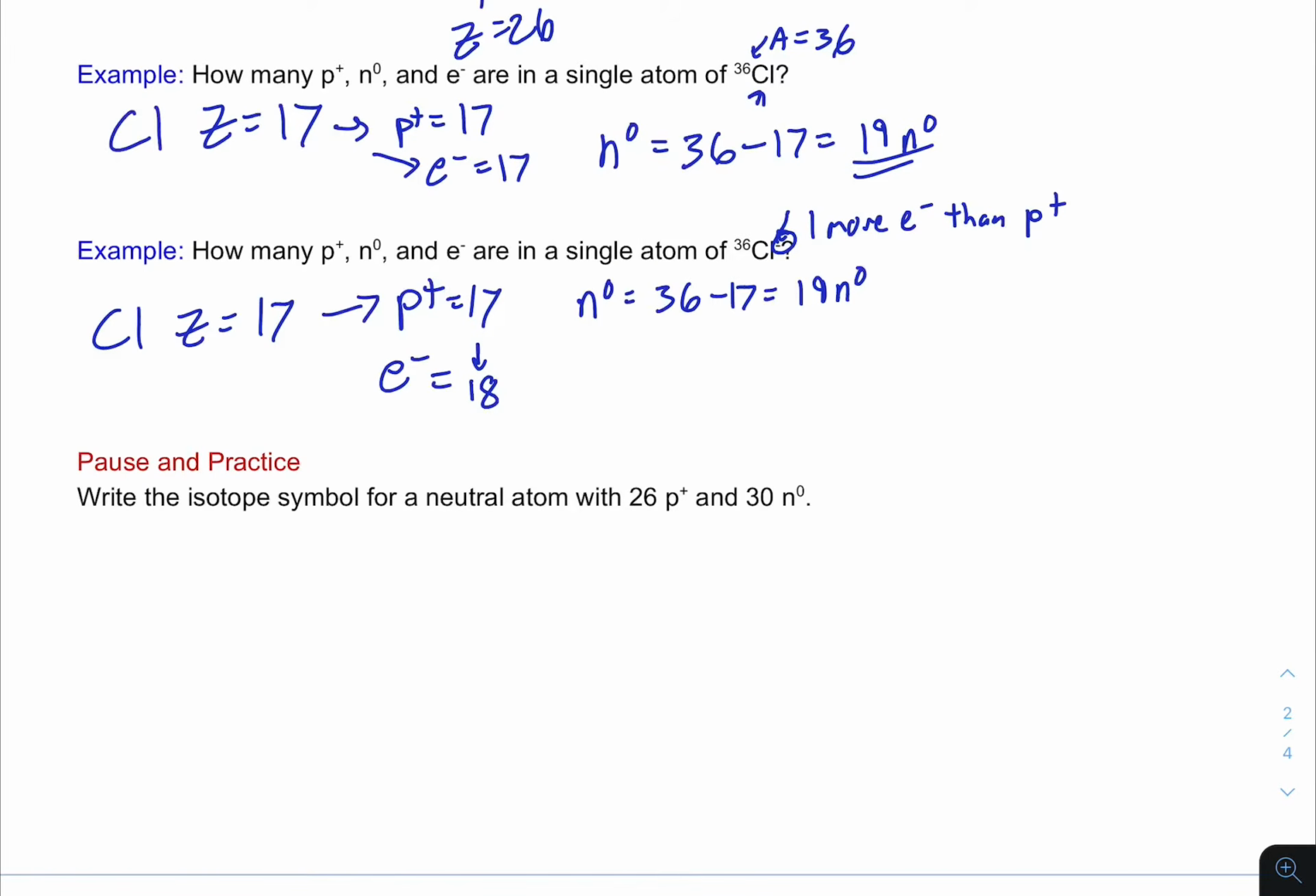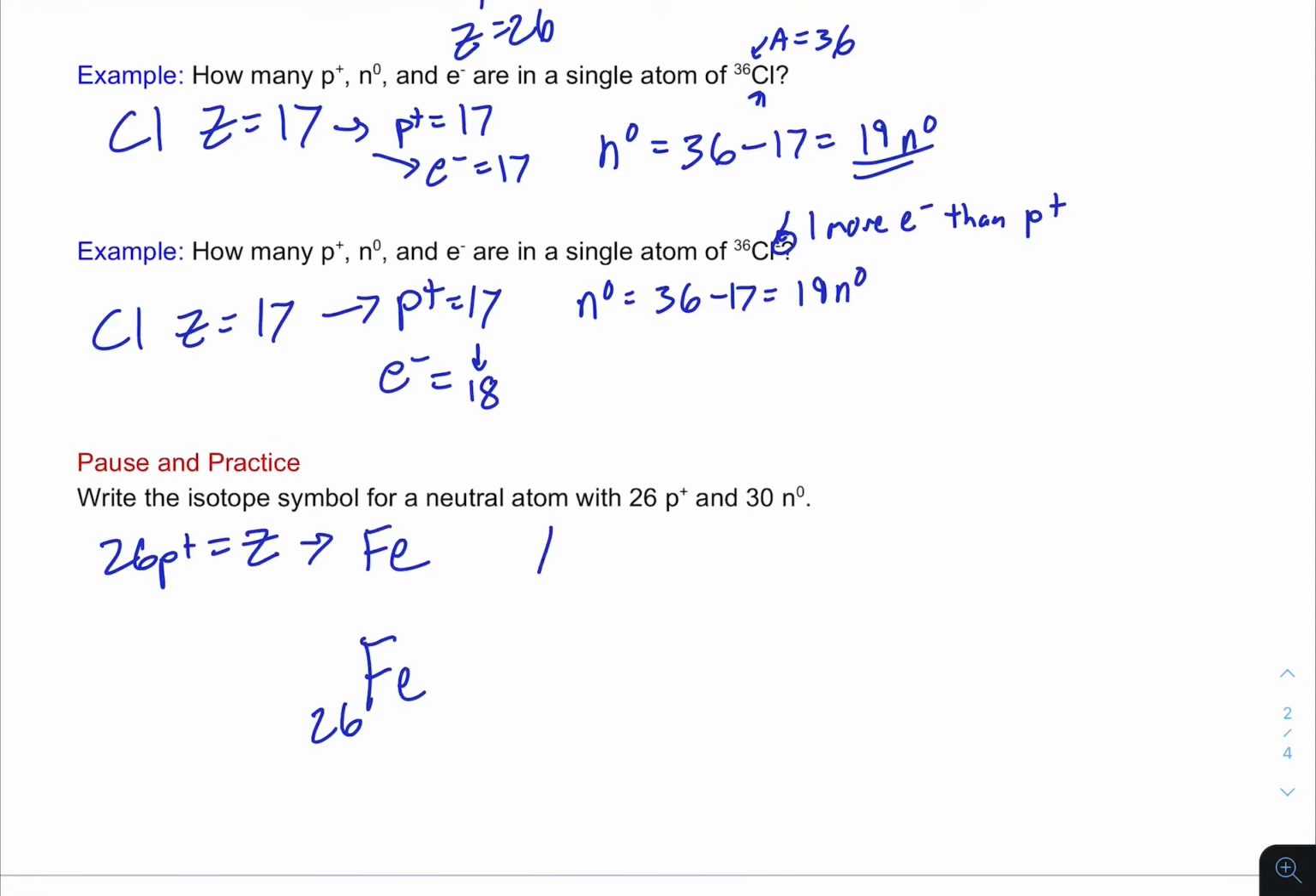Now that you had a chance to pause and practice this, let's see how we thought through this. We know that we have 26 protons, which means that is our atomic number. Then I trace myself back to the periodic table, and I find that atomic number corresponds to iron. So now I know it's iron. If I want to write the isotope symbol, it's going to be iron. 26 is our atomic number, but we need to know our atomic mass number.